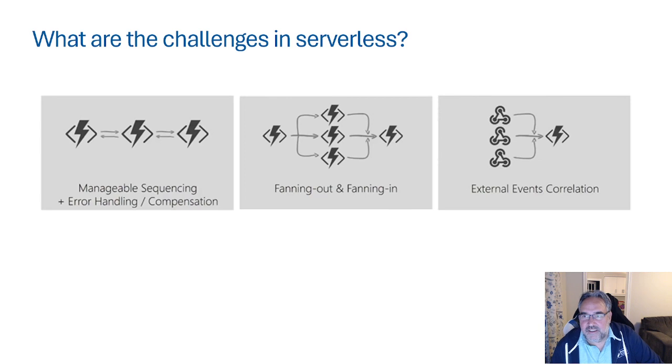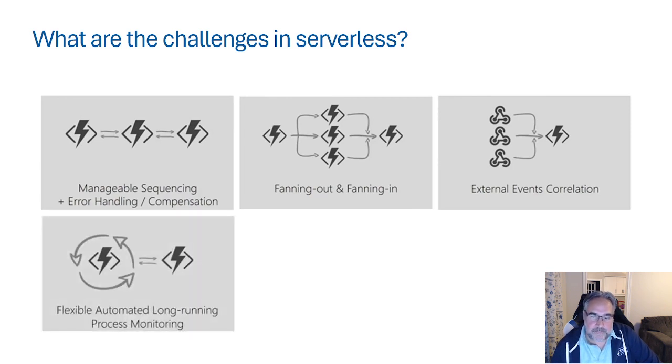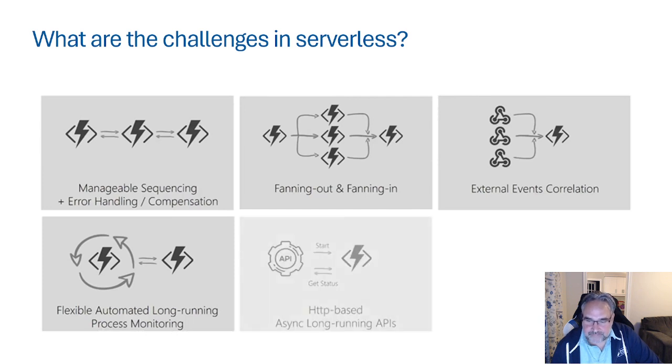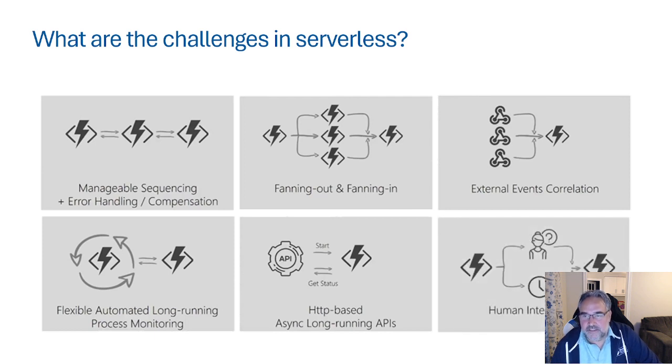Third, we have external events correlation. So waiting for something to happen externally and acting upon it. You might want to have long-running functions, including long-running HTTP-based APIs. And last but not least is human interaction. So maybe you want to wait for some human decision. You don't want to wait forever, so you do want to have a timeout.